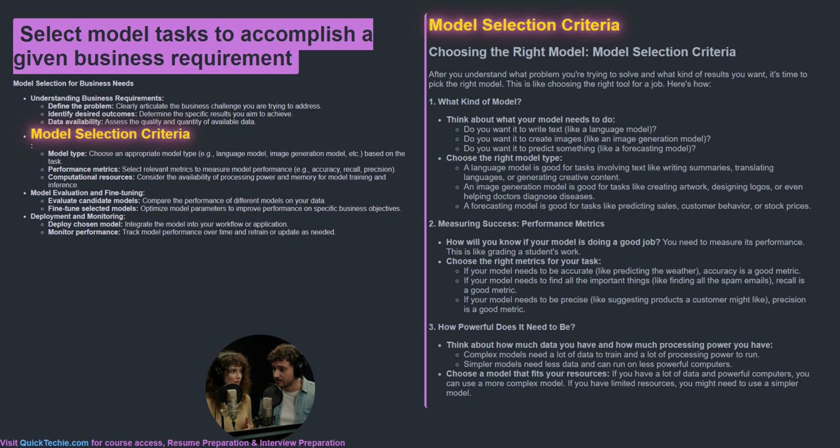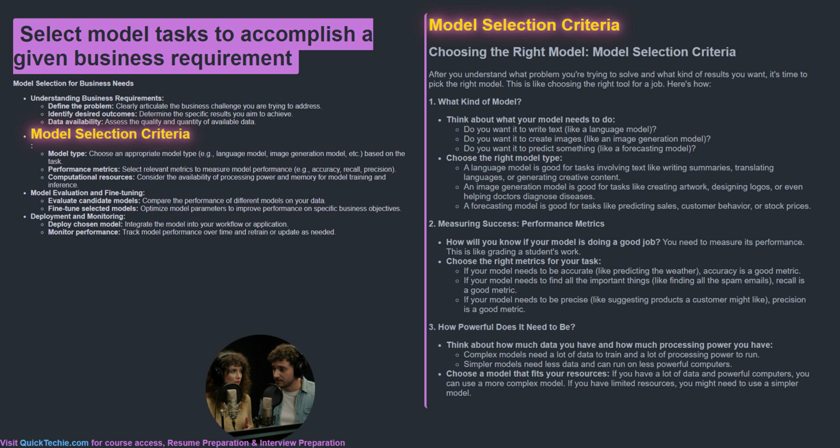If your model needs to be accurate, like predicting the weather, accuracy is a good metric. If your model needs to find all the important things, like finding all the spam emails, recall is a good metric. If your model needs to be precise, like suggesting products a customer might like, precision is a good metric.